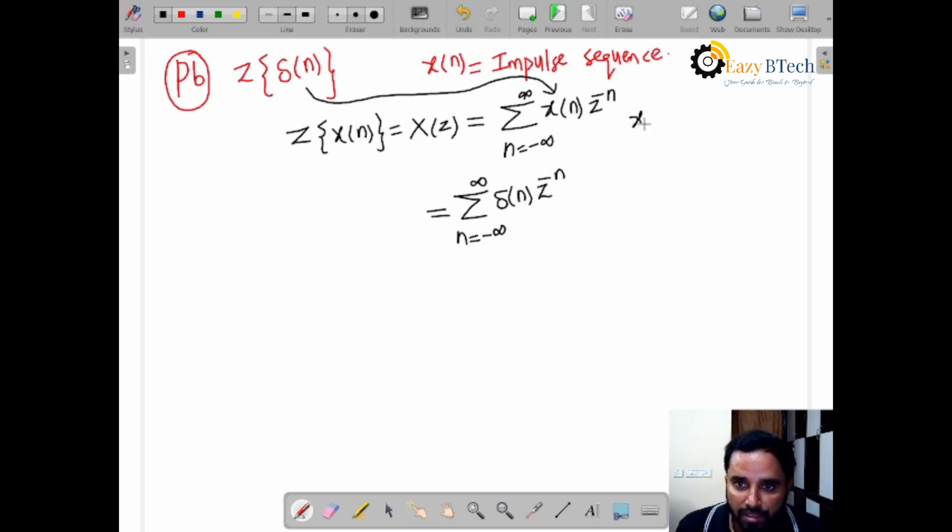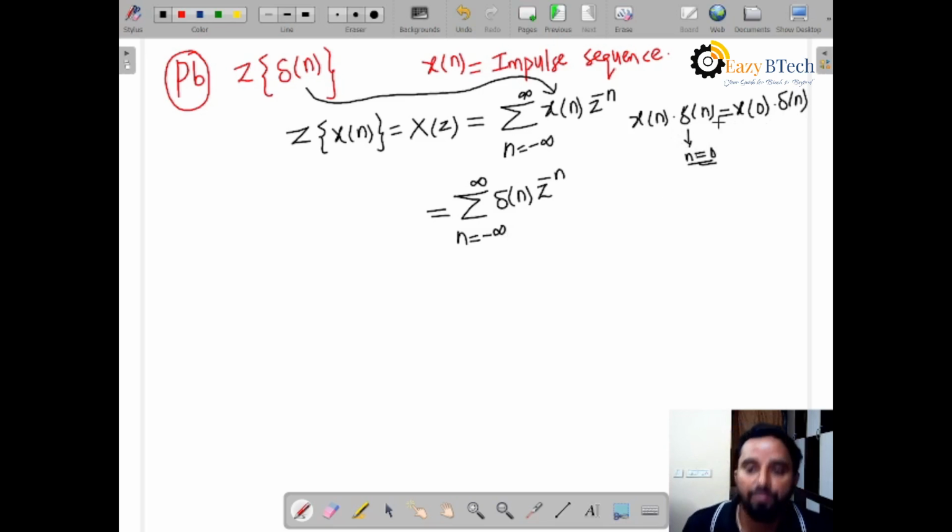So we have a multiplication property. Any signal multiplied by del of n, the result is x of 0 into del of n. So the signal gets multiplied only at n equal to 0, because del of n means it is an impulse at n equal to 0. Therefore the signal also gets multiplied only at n equal to 0. So as per that, here impulse exists at n equal to 0. That is the multiplication I am doing first. So in multiplication we get del of n z power minus 0.